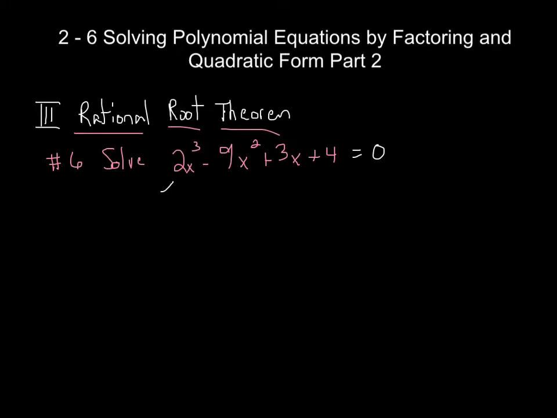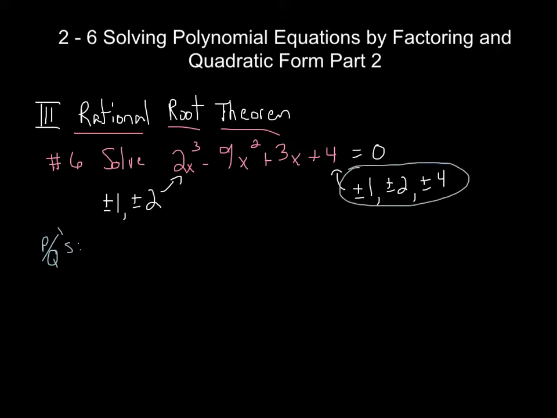Look at the leading coefficient, 2. The factors of 2 are plus and minus 1 and plus and minus 2. Now look at the constant term, 4. The factors of 4 are 1, 2, and 4. What you've just done is narrowed down the pool of possible rational roots to the following. We call these the p over q's, and I'll explain more about that later. Basically, take every single factor of the constant and divide it by the factors of the leading coefficient.